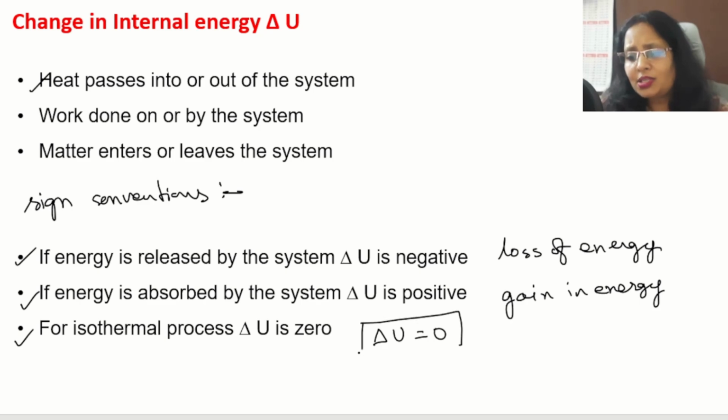Why? Because we know that heat transfers from higher temperature to lower temperature. If there is no temperature difference, both temperatures are same, then there is no flow of heat from inside to outside, neither from outside to inside. There is no flow of heat. If there is no flow of heat, then there is no change in internal energy, and that's why delta U is 0 in isothermal process.